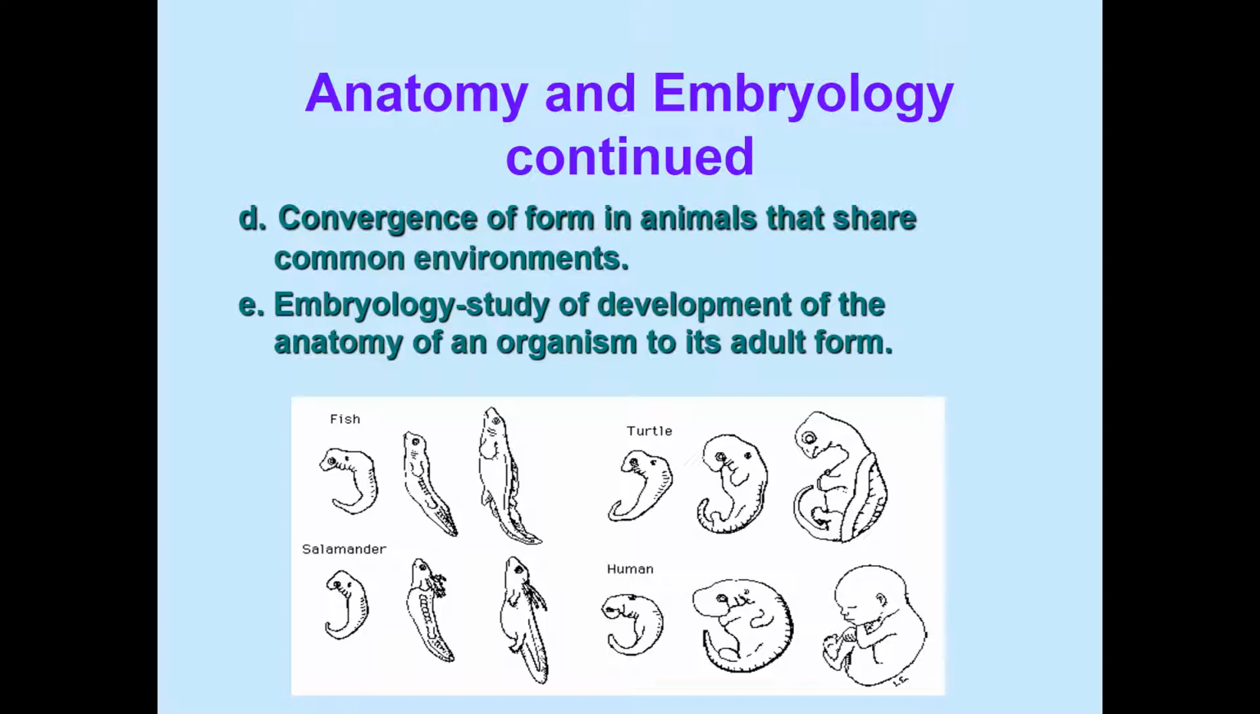Then, the convergence of form in animals that have common environments, and then also embryology. If you look at embryology here, these tiny little beginnings of the fish, the salamander, the turtle, and the human tend to look very, very similar, and scientists have used that to assert that there is a common ancestor within all of these organisms. Whether you believe that or not is really up to you. Okay, but they all do kind of look alike, as you can see.